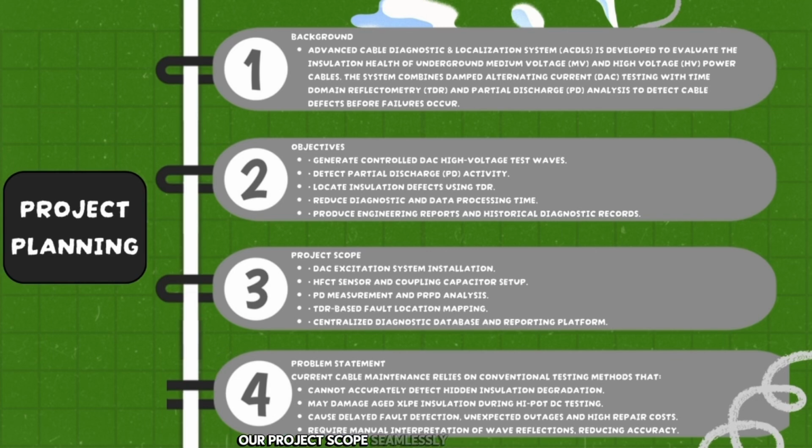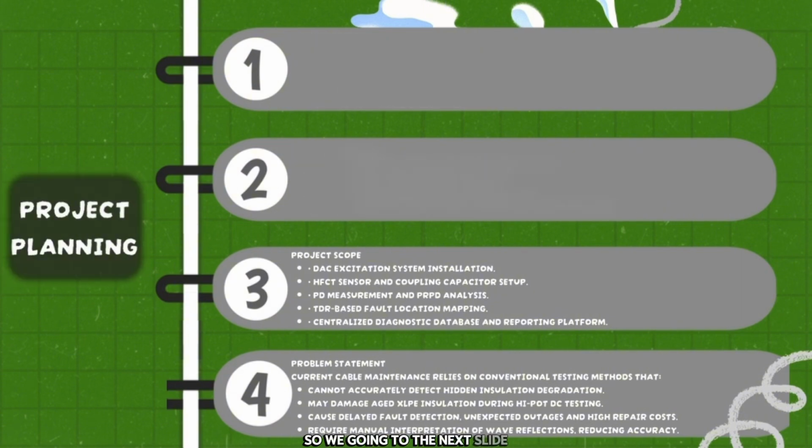Our project scope seamlessly cover everything from installing the DAC excitation system and setting up HFCT sensor to configuring centralized fault location mapping and reporting platform. So as you can see from the point there, 1 2 3 4. For the first one is background, and for the second one is objective, and for the third one is project scope, and lastly is problem statement. So that's all for the point that I has explained before. So we going to the next slide.